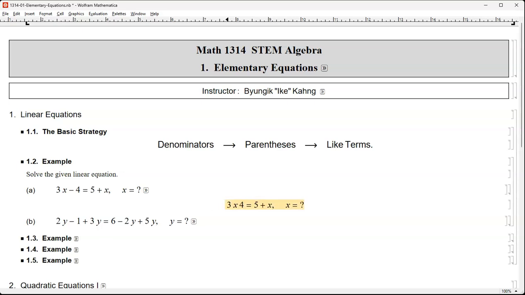So we have 3x minus 4 and 5 plus x, excuse me. And then 3x and then this x. Those are like terms. And then this 4 and then 5, no x. Those are like terms. To be a little bit more precise, as a matter of fact, this 4 is not just 4 but negative 4. Remember, the sign is part of the next number.